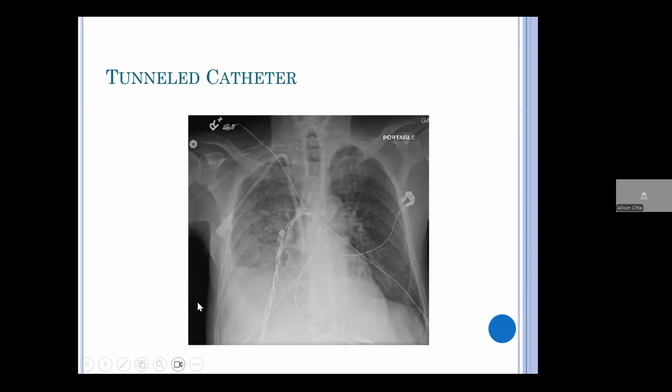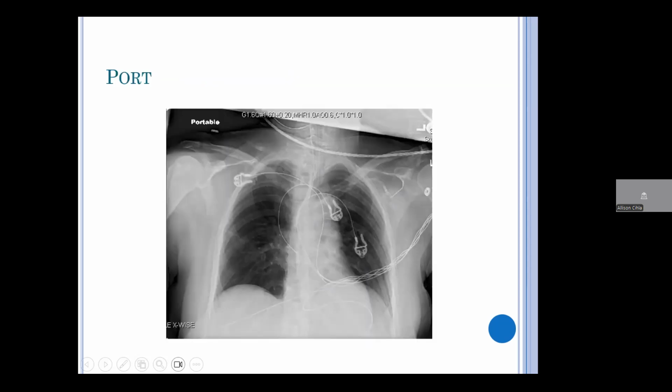This is a tunneled catheter. The end of it is right here. It goes up and down and terminates here. This patient has a port, which is actually accessed. The port looks triangular. Right here is the head of the port, and then you can see the line from the port going across the midline. You can see this white thing right here, sort of looks like a backwards L. This is the IV that is into this port, so this port is actually accessed on this patient.